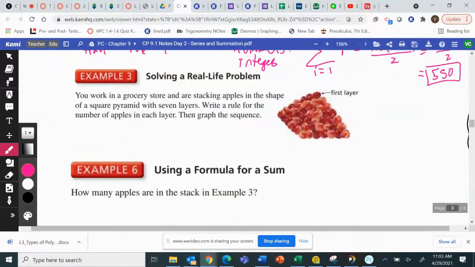Okay, here we have solving a real life problem. You work in a grocery store, and you are stacking apples in the shape of a square pyramid with 7 layers. We're going to write a rule for the number of apples in each layer. We're not going to graph it. It says then graph it. We're not going to graph it. Okay.